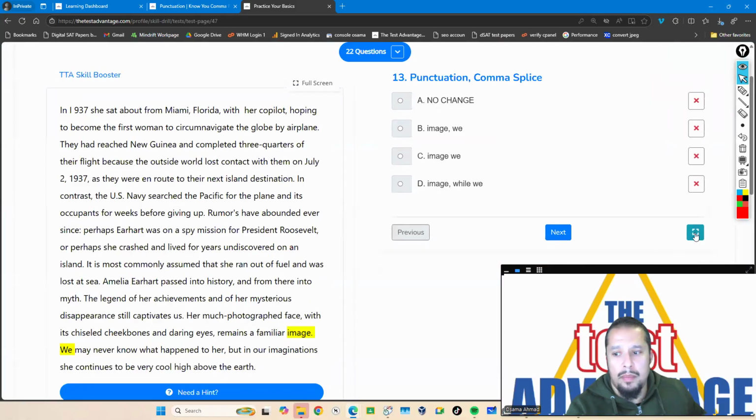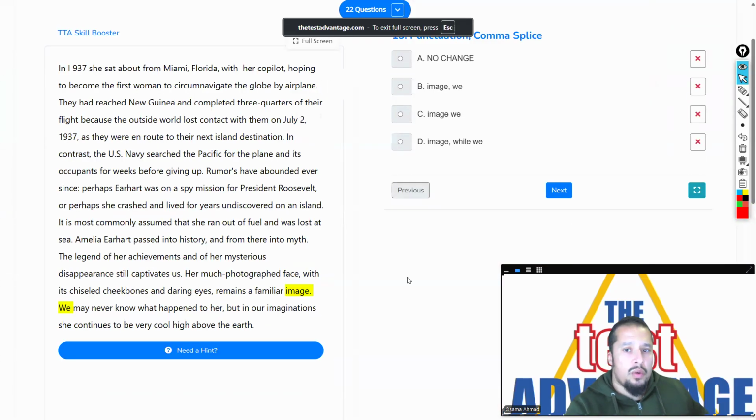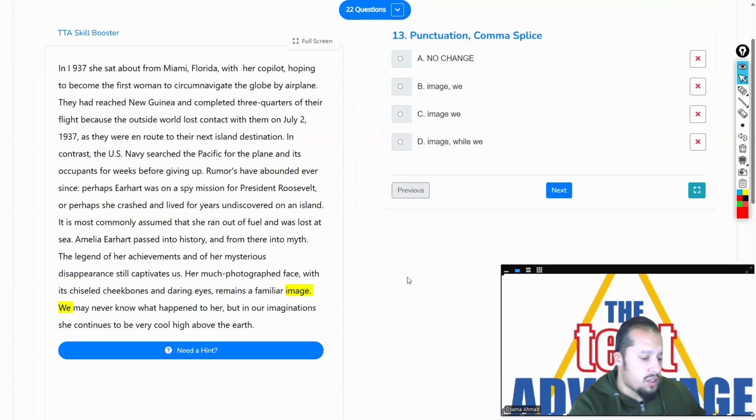We're going to see some comma-based questions, right? We're going to see comma-based questions. Now, again, these are real questions, real style questions, you'll see them at this same level on your actual test, right? So here's the question, right? You see here image, period, we. Well, of course. So this is a punctuation question.